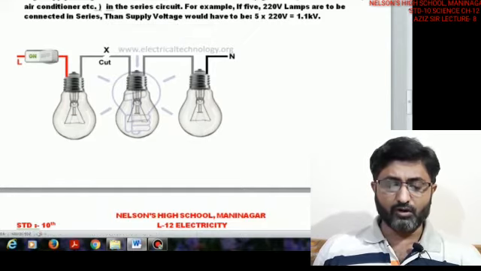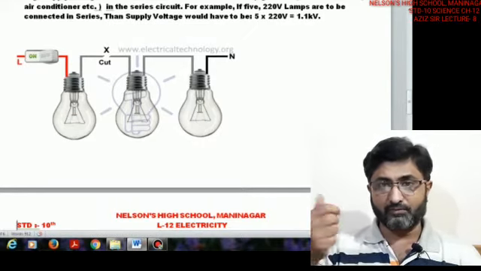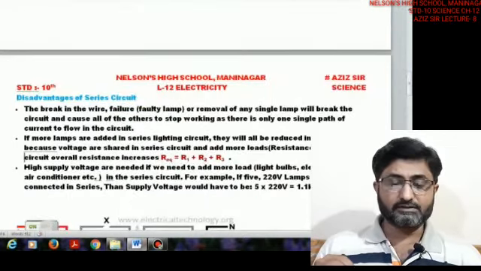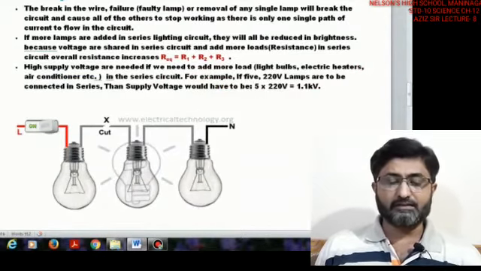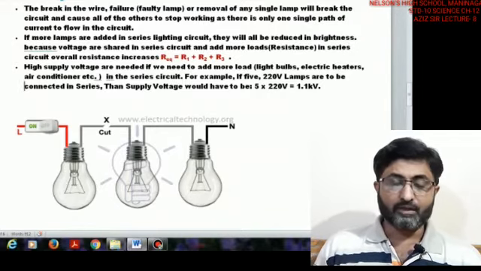So removal of a break in the wire, whether it is a bulb which has gone faulty, that is a lamp has got faulty, or a single lamp has been removed from the series circuit, in any of these cases the entire circuit is going to get closed down, that is, it is not going to work because it is in the single path.